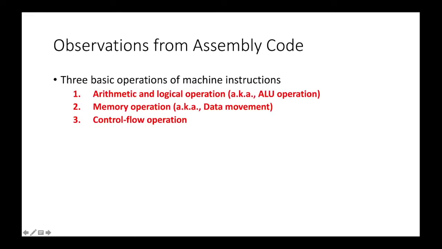There are 3 basic operations of machine instructions. The first category is arithmetic and logical operation, also known as ALU operation. The second category of machine instruction is data movement or memory operation. The third category is control flow operation. All assembly instructions fall under one of these 3 categories.